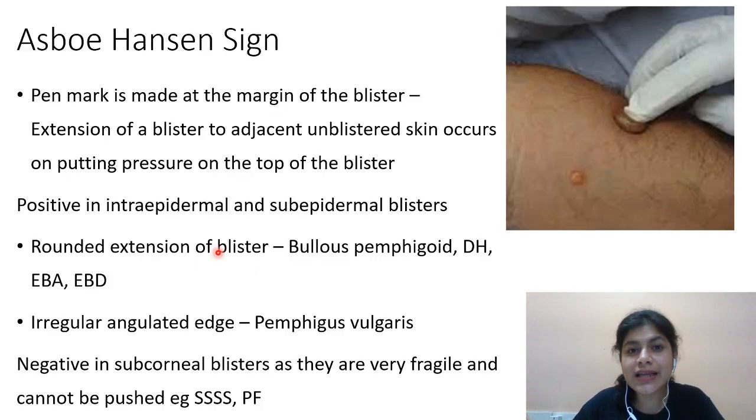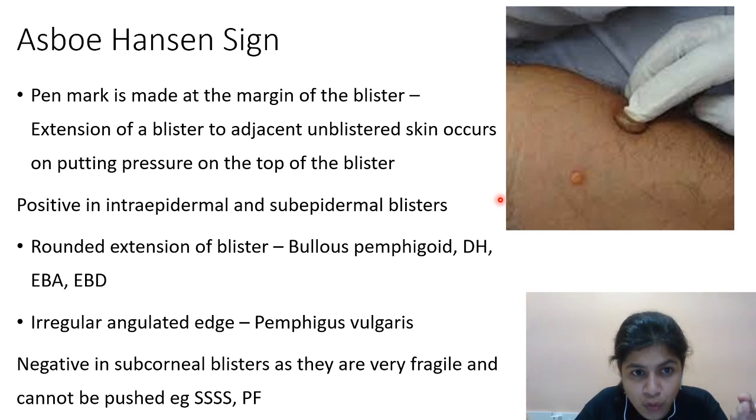Next, there is a sign in pemphigus. Okay, there are multiple signs. There are 3 signs that you need to know very thoroughly. The first sign, it's called as the Asboe-Hansen sign. So what's the Asboe-Hansen sign? What if suppose there is this blister, and on this blister, if you apply vertical pressure, what is going to happen? The blister is going to expand, correct?